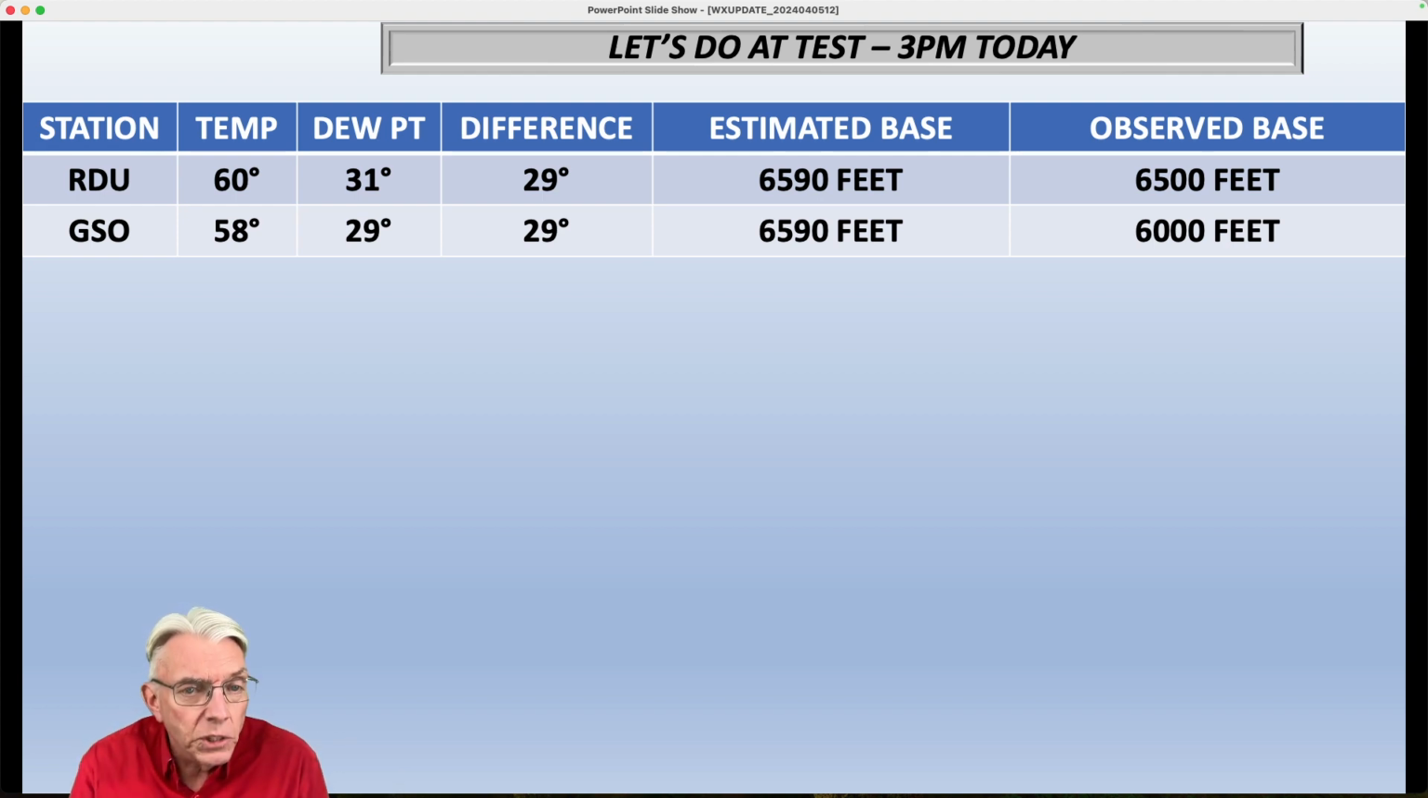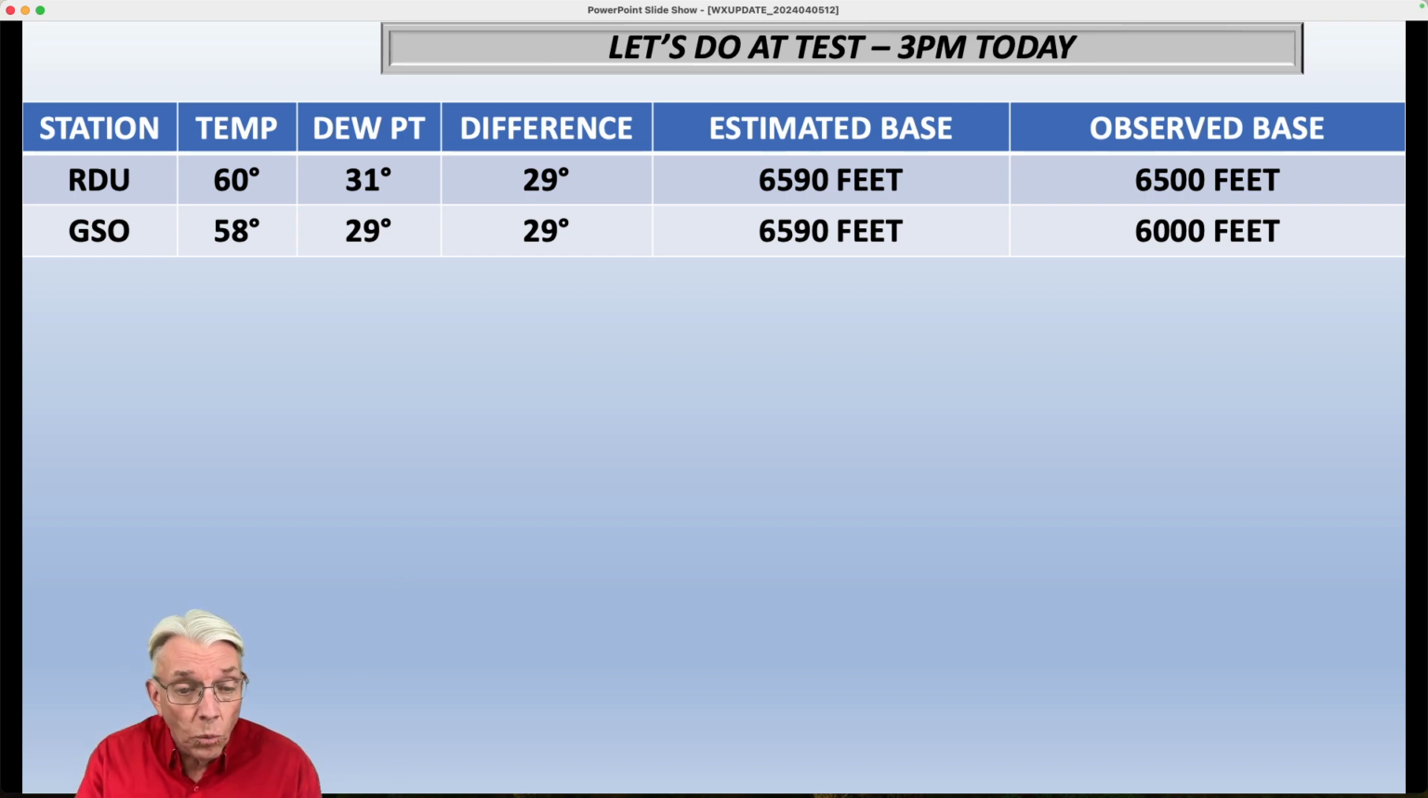At Greensboro, the temperature was 58 and the dew point was 29. They also had a 29-degree difference, so their estimated base would also be 6,590 feet. But at the Greensboro airport, it actually only reported a cloud base of 6,000. But that's still only 590 feet different. So again, it's not an exact calculation, but at least it gives you some ballpark. If you're driving around and you look up at the clouds and say, I wonder how high up those buggers are, then knowing the temperature and the dew point gives you some idea as to how high those clouds are.